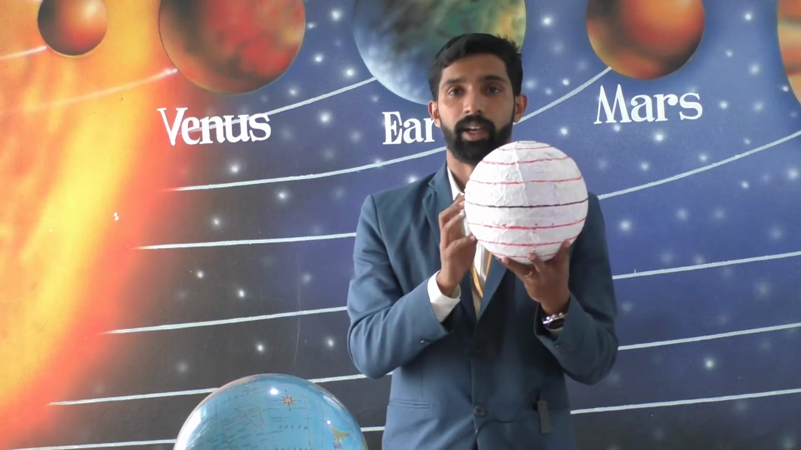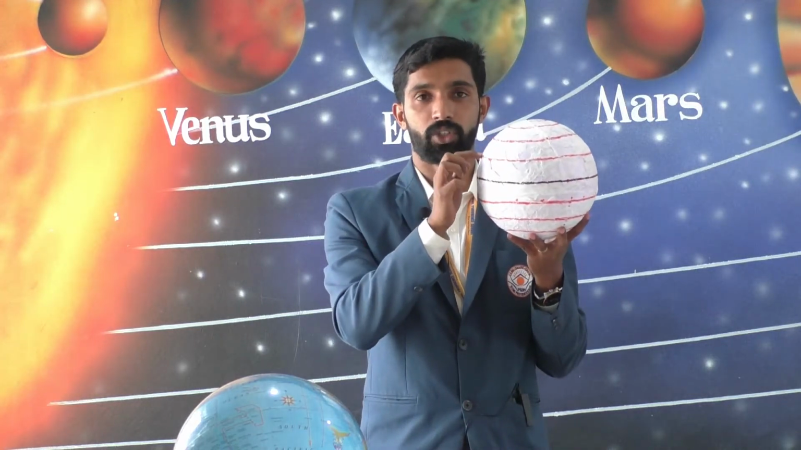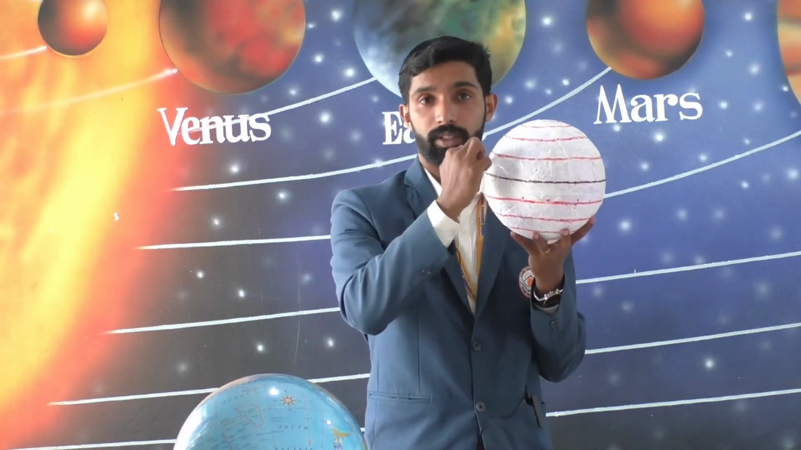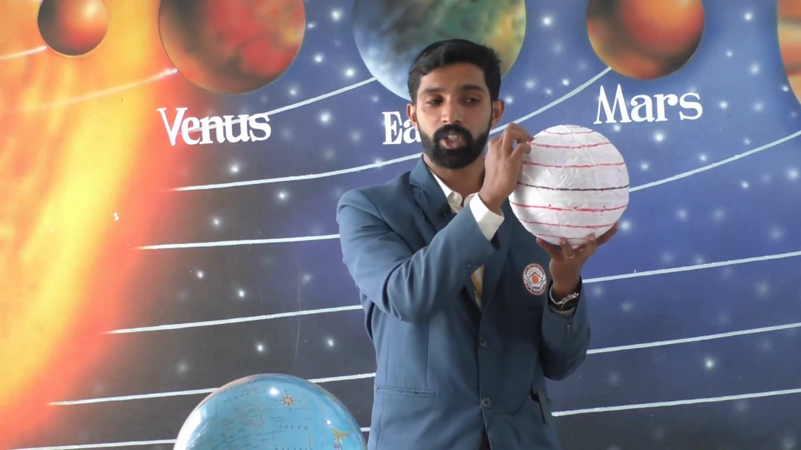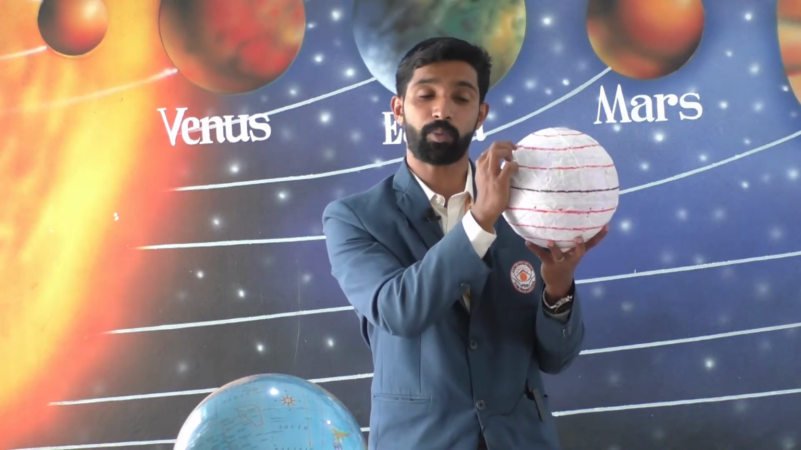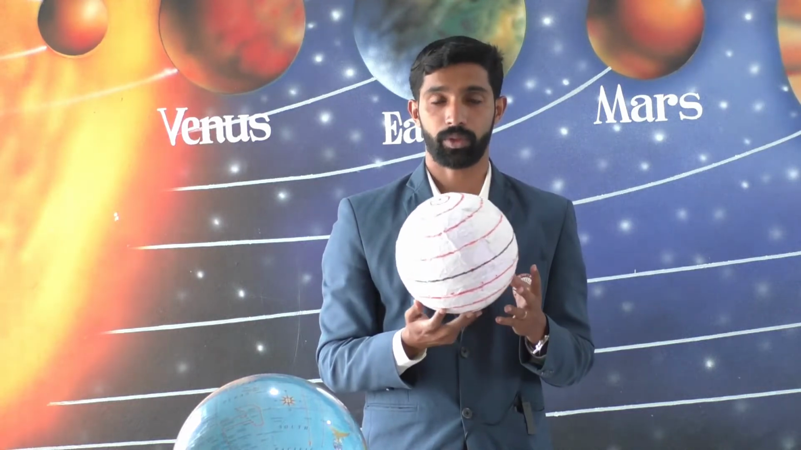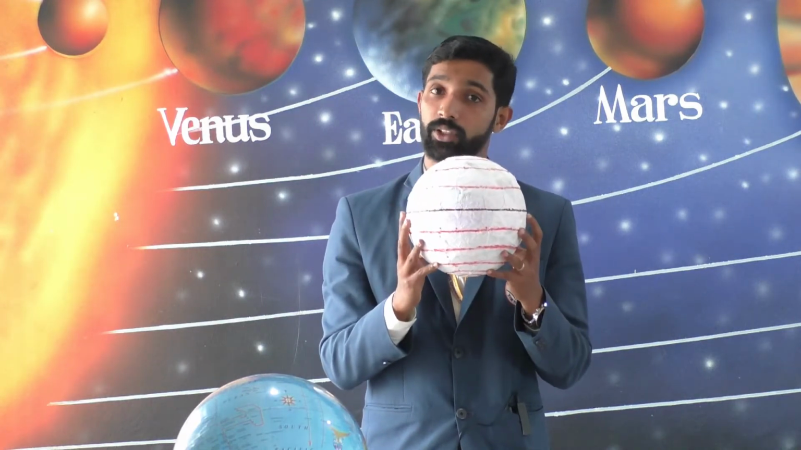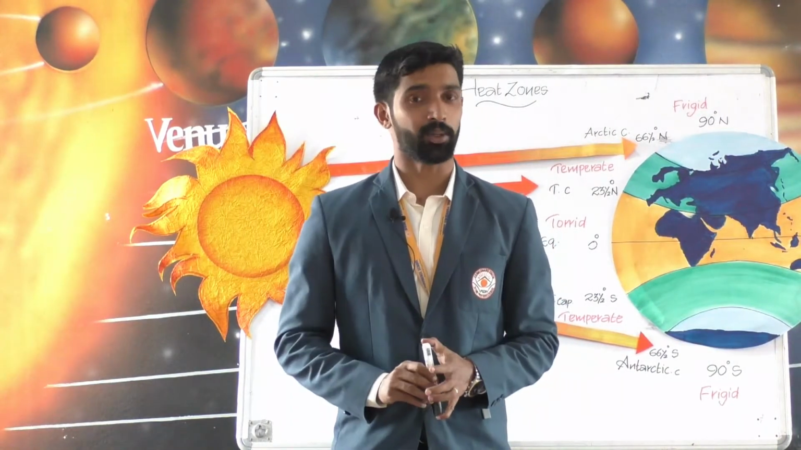Let's see. They are called the Tropic of Cancer. What is the degree? 23.5 degree north. And the Tropic of Capricorn, that is 23.5 degree south. Then the Arctic Circle in the north, that is 66.5 degree north. And the Antarctic Circle, that is 66.5 degree south. So these are the important parallels of latitude. Is it clear? Good.